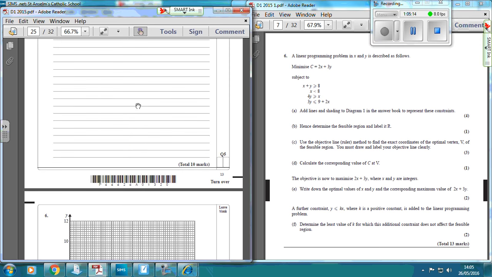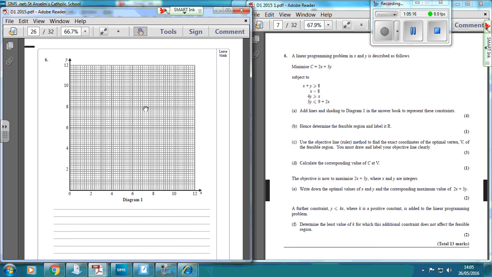So question 6. Linear programming, one that most people absolutely abhor, which is a cool word for hate. What we've got to do is, with linear programming with x and y, minimize c equals 2x plus 3y. So that is our objective function, and we've got to do that subject to these constraints here. So we've got to add lines and shading to this answer book.